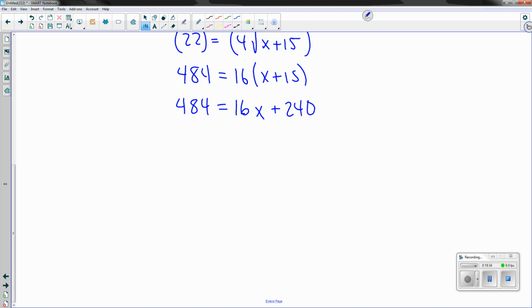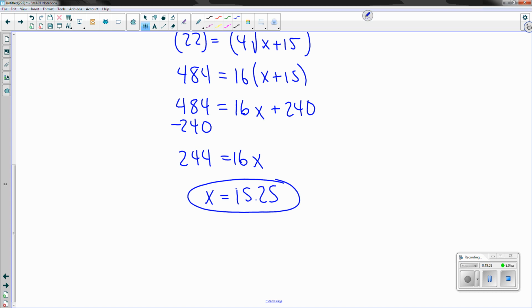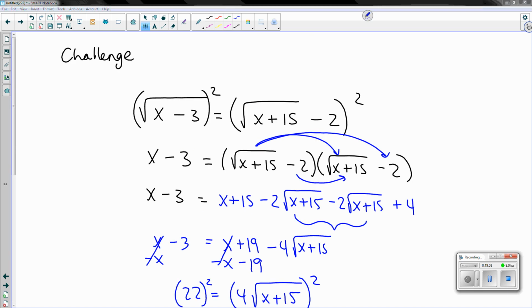Subtract 240. And divide by 16, we're going to get x equals 15.25. There's my solution. Now we should check our solution.